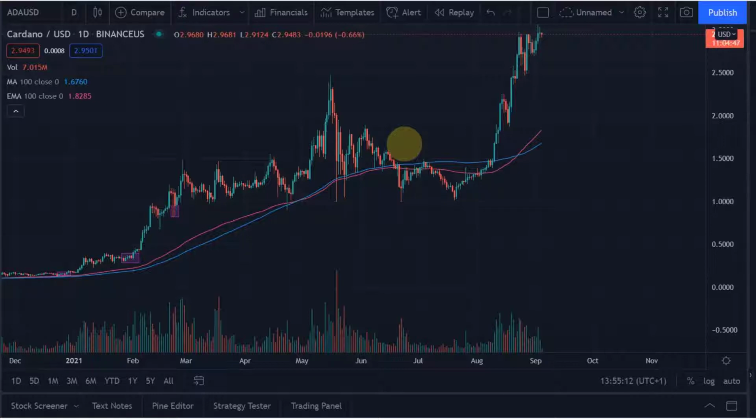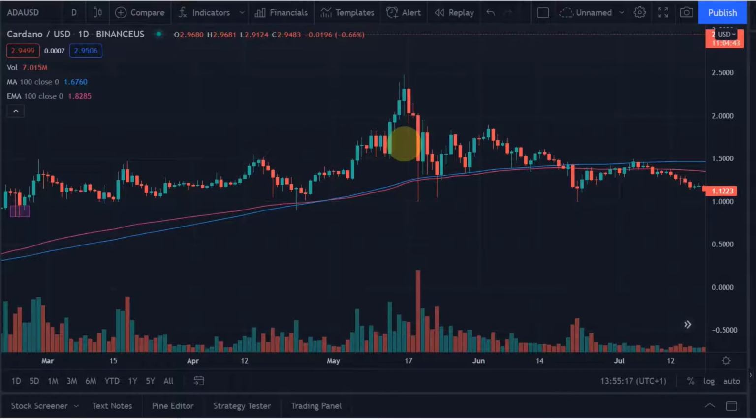What I've got open here is a chart with a 100-day moving average and a 100-day exponential moving average. Essentially, the difference between both of them is that the exponential moving average works a little bit faster. It moves up and down a little bit more. It's a little bit more volatile. It just reacts a bit faster to the price change. So essentially, there is no good or bad. There is no right or wrong here.